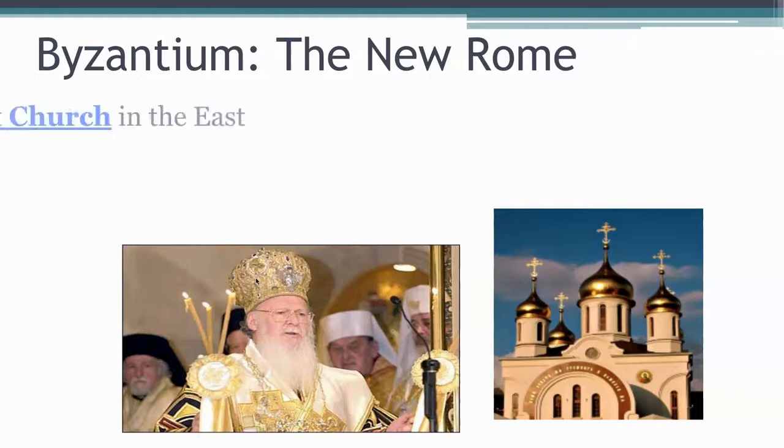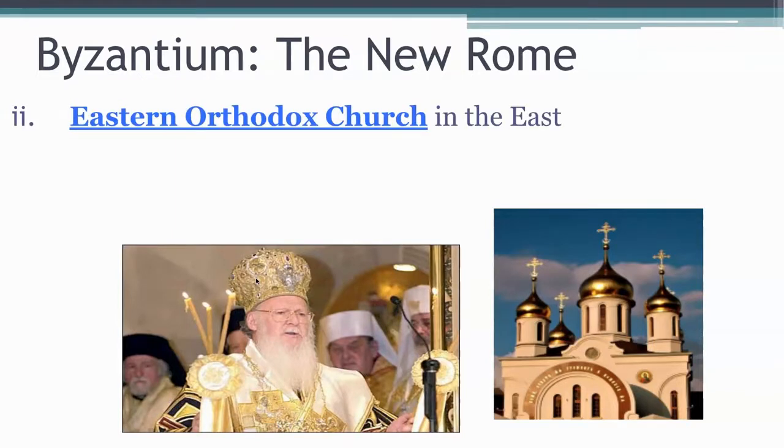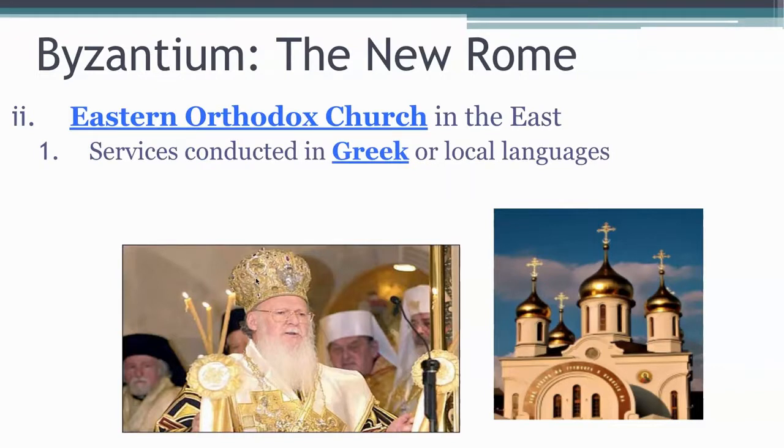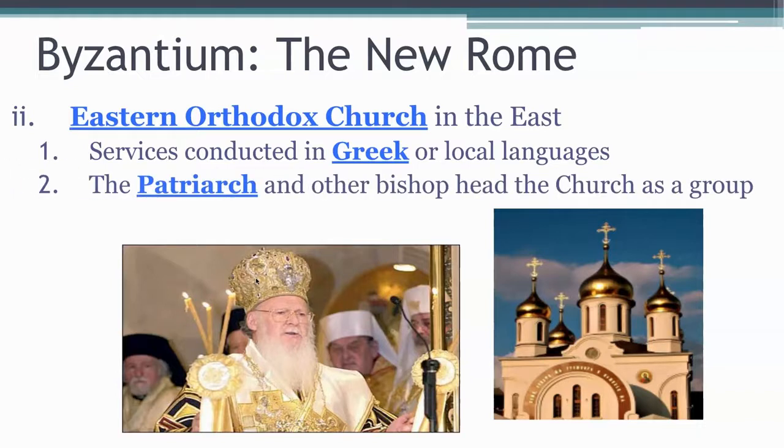With this Great Schism, over here in the East, we get the Eastern Orthodox Church, which is Christian. They follow the Bible. They believe in God. They believe in Jesus, just like the Roman Catholic Church. But they have some differences in how they worship and how they operate. For example, because of their location, a lot of their services were conducted in Greek or in local languages. So they didn't focus on Latin the same way that the Roman Catholic Church did. Instead of having a pope, they have the patriarch, who you see here, and other bishops might head up the church together as a group, and priests within the Eastern Orthodox Church may be married if they choose.